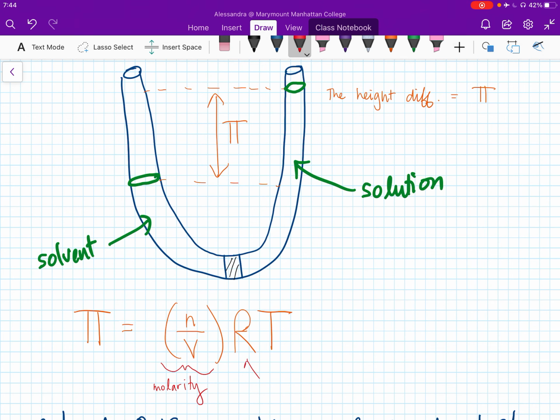The R that you want to use here is the same R that you use in the ideal gas law. That's going to be 0.08206 liter atmospheres per mole Kelvin.